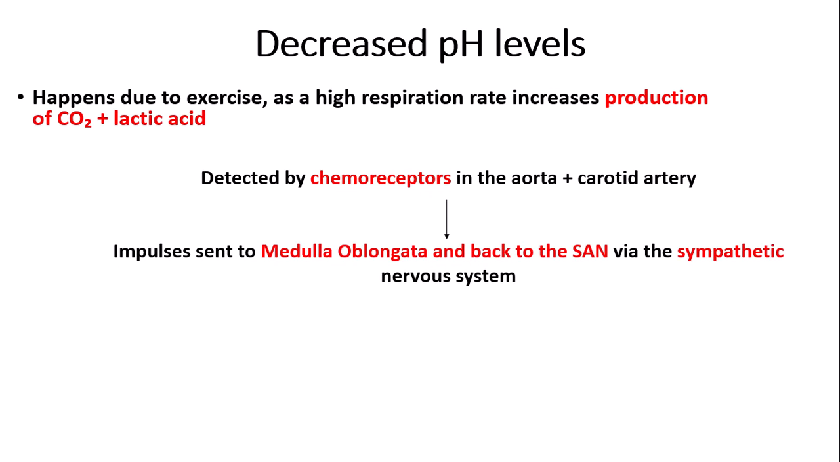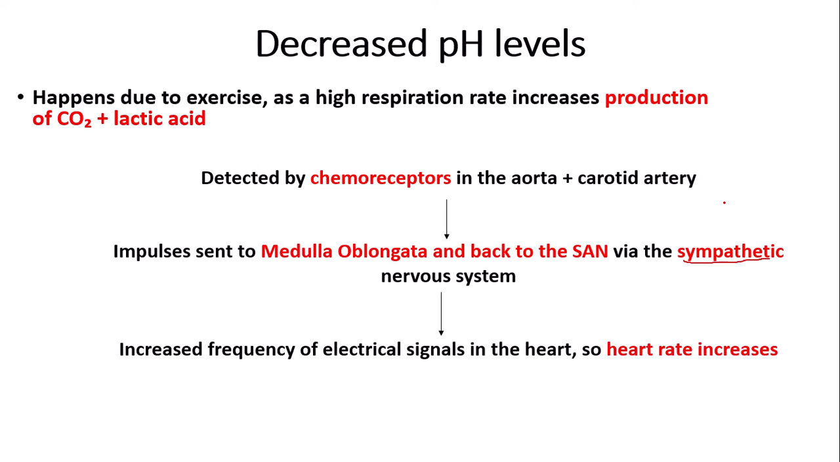The next step is that the impulses sent by the chemoreceptors are sent to the medulla oblongata again, and then back to the sinoatrial node via the sympathetic nervous system. To counter decreased pH levels, impulses are sent along the sympathetic nervous system. And the final step is that this increases the frequency of electrical signals in the heart, as the SAN has received the electrical signals from the medulla oblongata. This means that heart rate increases.